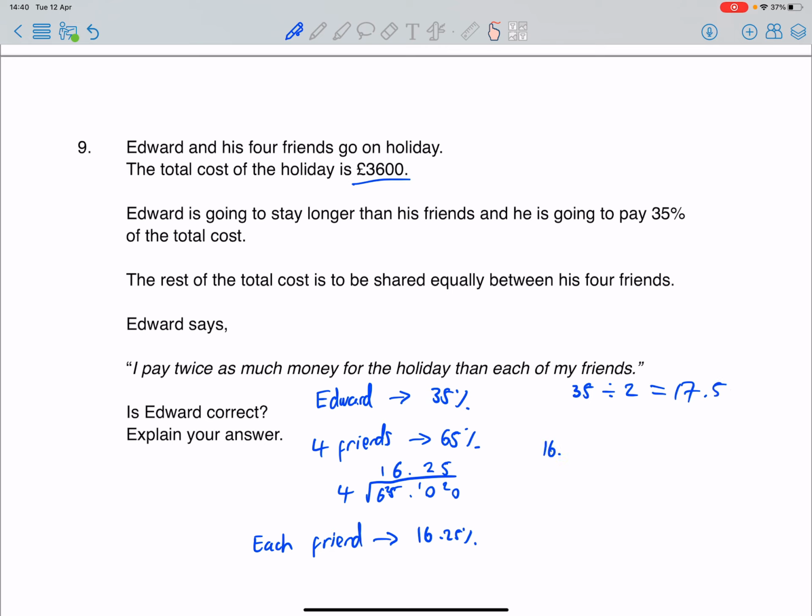So 16.25% is not equal to 17.5%. Therefore, no, Edward is not correct. By the way, these 3 dots here in maths mean therefore. So I've written that just to make it shorthand. And there we go. We didn't actually need to use this £3,600, though you could have.